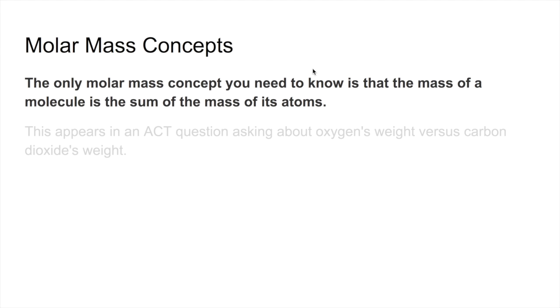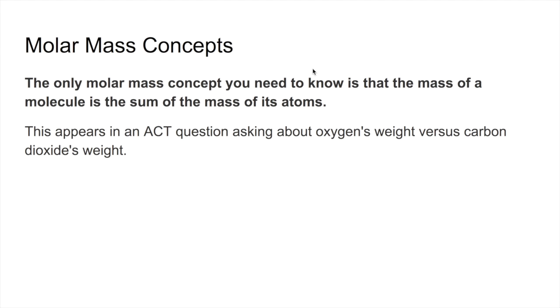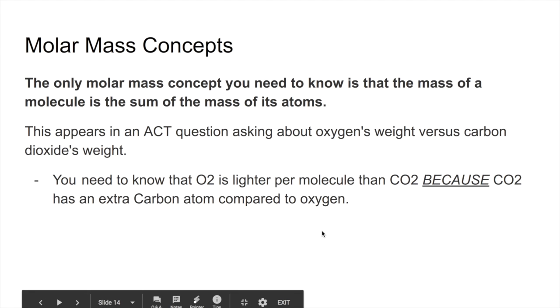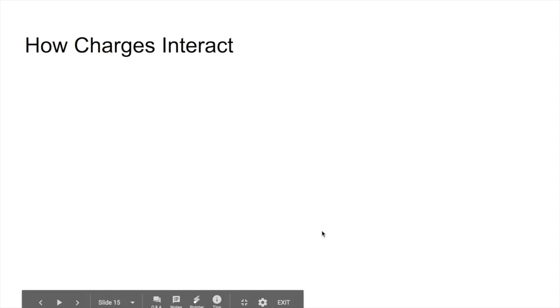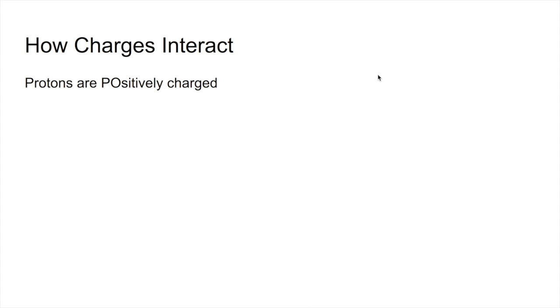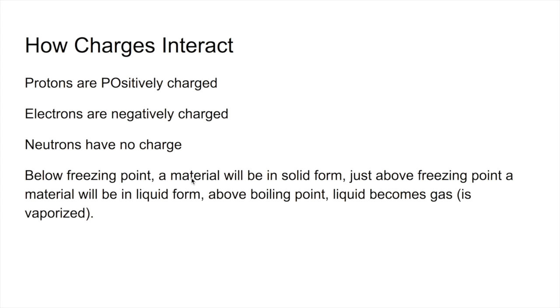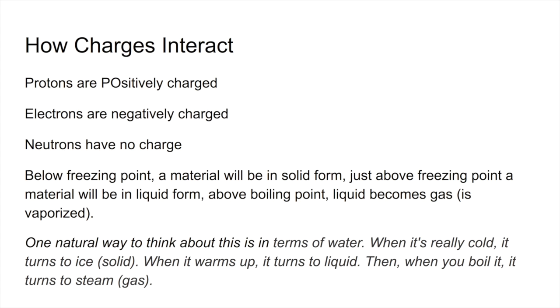Molar mass concept. You basically only need to know that the mass of a molecule is the sum of the mass of its atoms, basically meaning O2 is lighter per molecule than CO2 because CO2 has an extra carbon, so it's kind of just common sense. How charges interact. Protons are positively charged, electrons are negatively charged, neutrons have no charge, they are neutral. And then basically, this is also common sense, but a material will be in solid form just below freezing point, and just above freezing point, a material will be liquid, and above the boiling point, liquid becomes gas, like vaporized, and you can think about water.